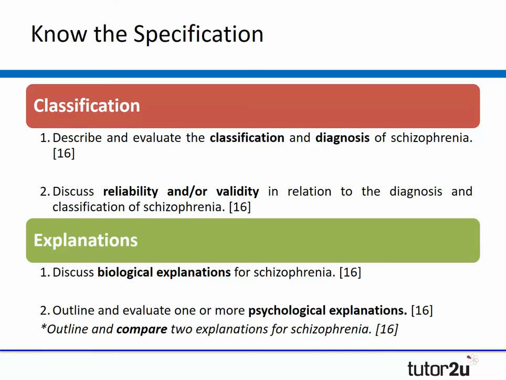I've put another question in italics that's not appeared anywhere but is a potential one that I think could come up, and it's outline and compare 2 explanations for schizophrenia. I've seen this command term compare appearing more this year, and I think it's certainly possible for them to ask you to do that, compare or contrast them.